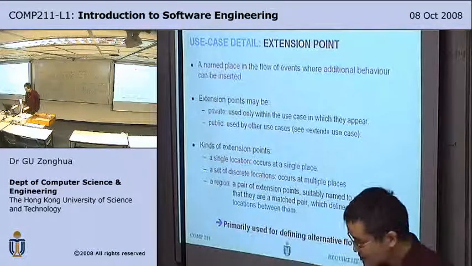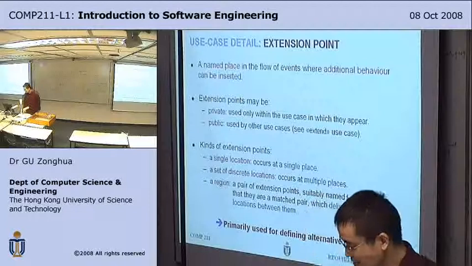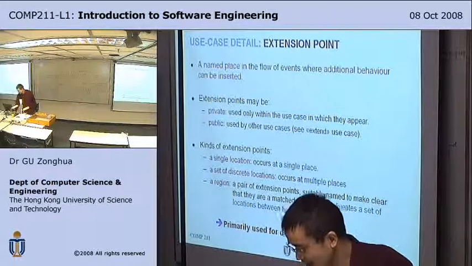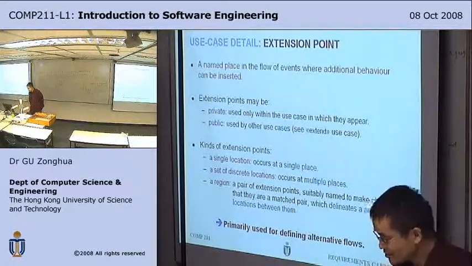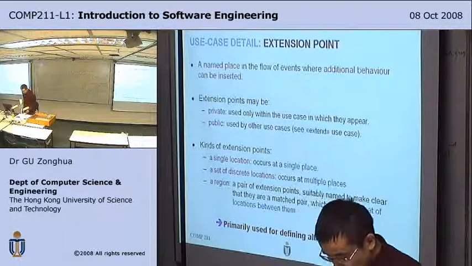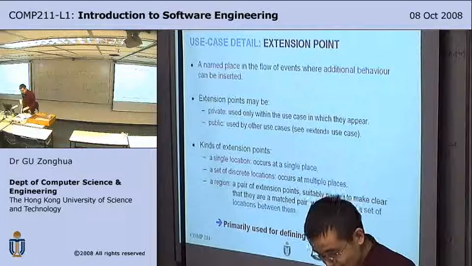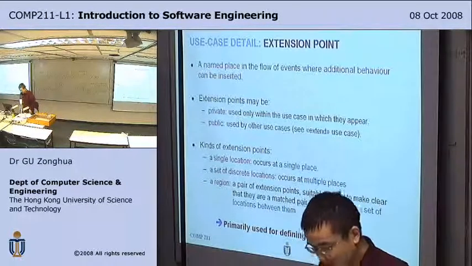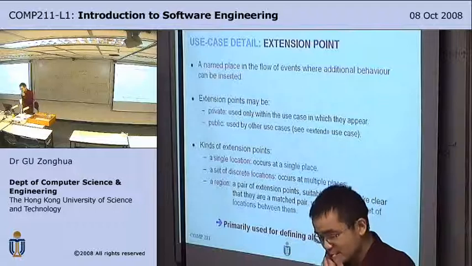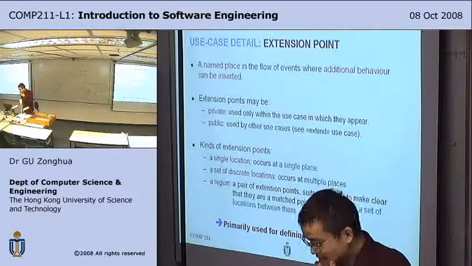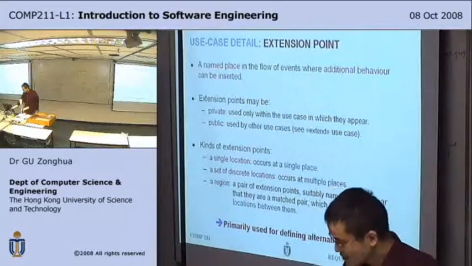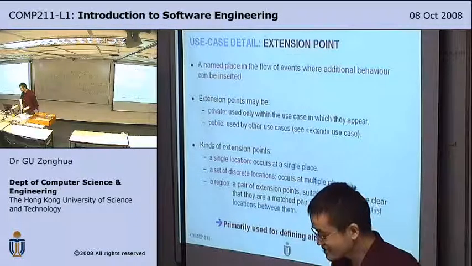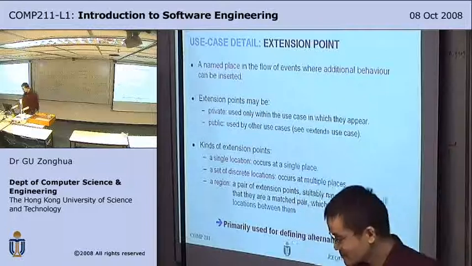An extension point is a named place in the flow of events where additional behavior can be inserted. That is, you can specify points where, when some condition becomes true, you do something in place of the normal behavior. Extension points may be private, where they're used only within the use case in which they appear, or public, where they can be used by other use cases.